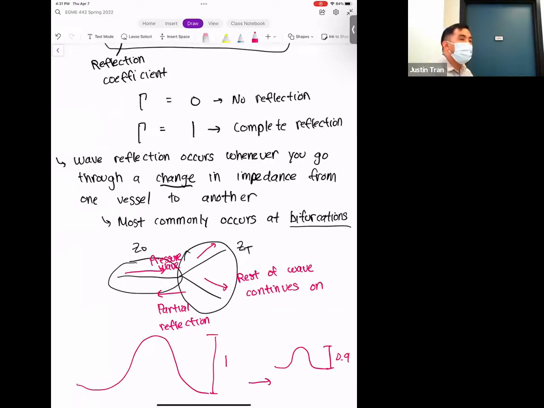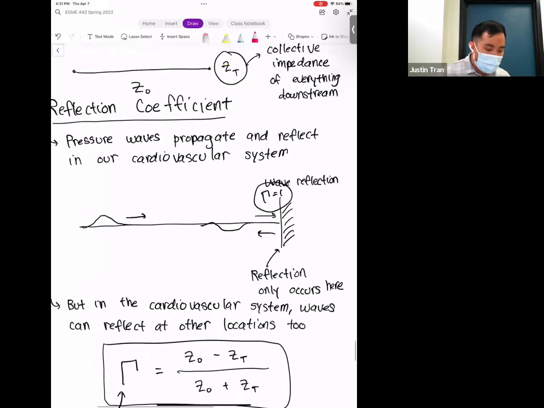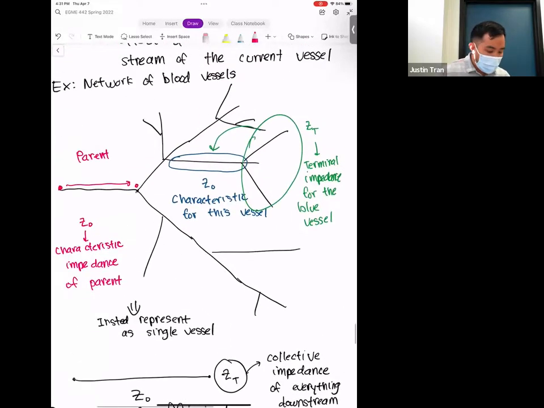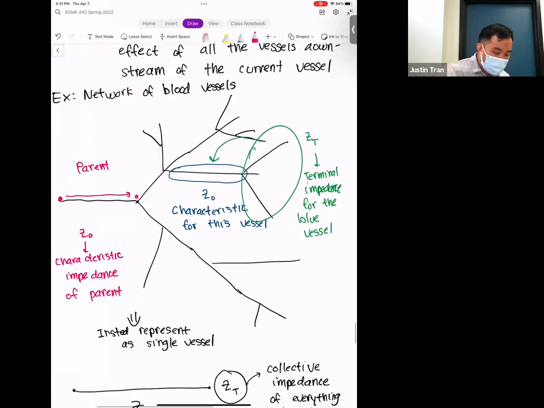Yeah. Does it reflect more than once in a vessel? Oh, absolutely. Yes. What can happen sometimes is, if we come up to an example up here, and you have a pressure wave coming in, let's say a pressure wave coming in this way.